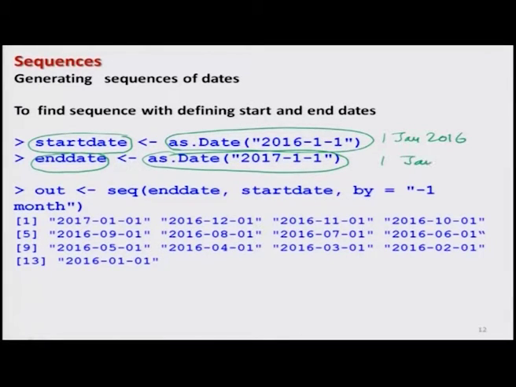1st January 2017. And suppose I want data from end date to start date, and this increment is going to be -1. That means it is going to be a decrement of 1 month. As soon as you use this, you get this type of data. Just for the sake of illustration, I do it for you, so that you can gain some more confidence.